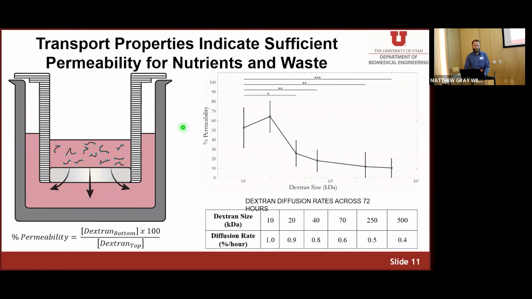And so next we wanted to look at the chemical transport properties of the gel. This is important because we want to make sure that nutrients and waste will be able to diffuse in and out of the center of the hydrogel so that the cells within it can remain viable. To do this, we looked at the diffusion properties of a range of fluorescently labeled dextrans, as you can see here. The smaller dextrans had very good permeability, which indicated that the smaller nutrient and waste molecules shouldn't have any problem diffusing through the alginate.